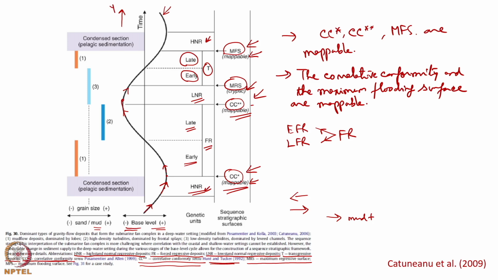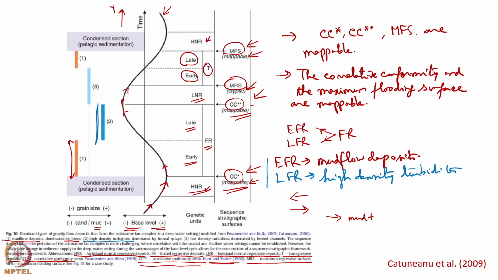Different kinds of deposit patterns can also be linked along with this curve. For example, the mud flow deposits can develop here, marked by 1, that means within the early phase of FR. Within EFR we can have mud flow deposits dominated by lobes. Second, the high density turbidites, marked by 2, are possible to develop within the late FR. So, clearly EFR and LFR can also be discriminated based on the kind of sedimentary deposit.